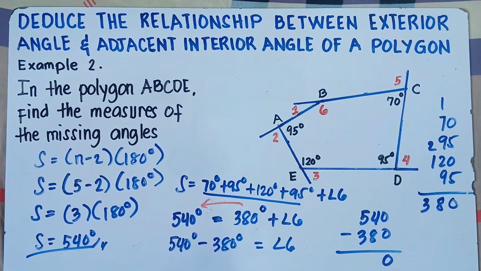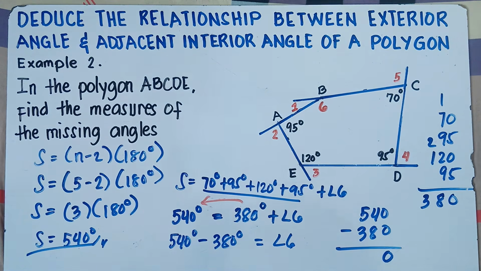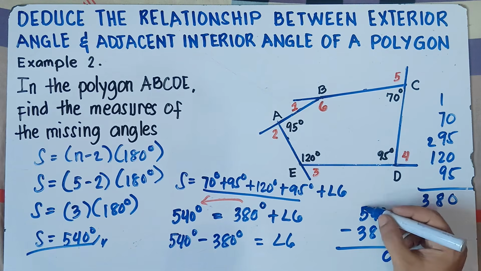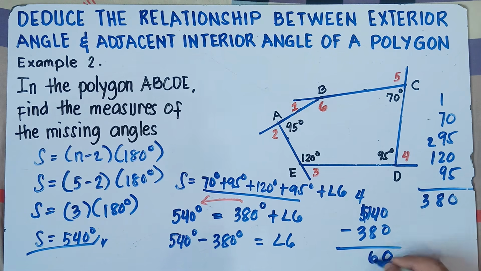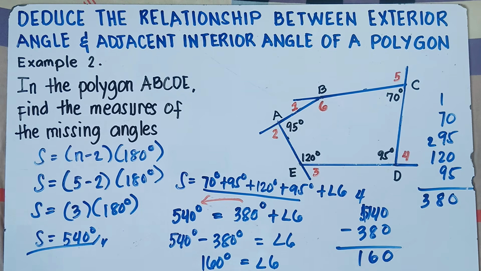0 minus 0 is 0. 4 minus 8 cannot be. You borrow 1. This becomes 4, this becomes 14. 14 minus 8 is 6. 4 minus 3 is 1. So 160 degrees equals angle 6.